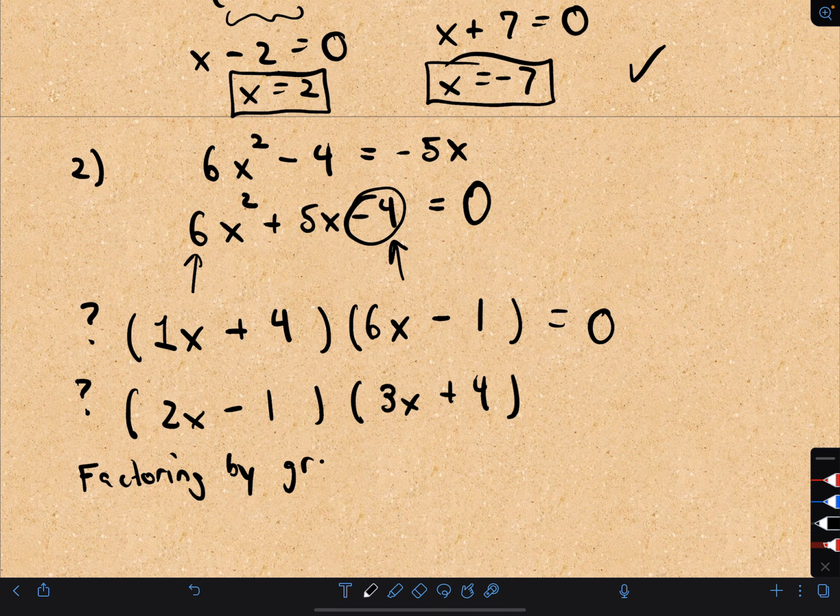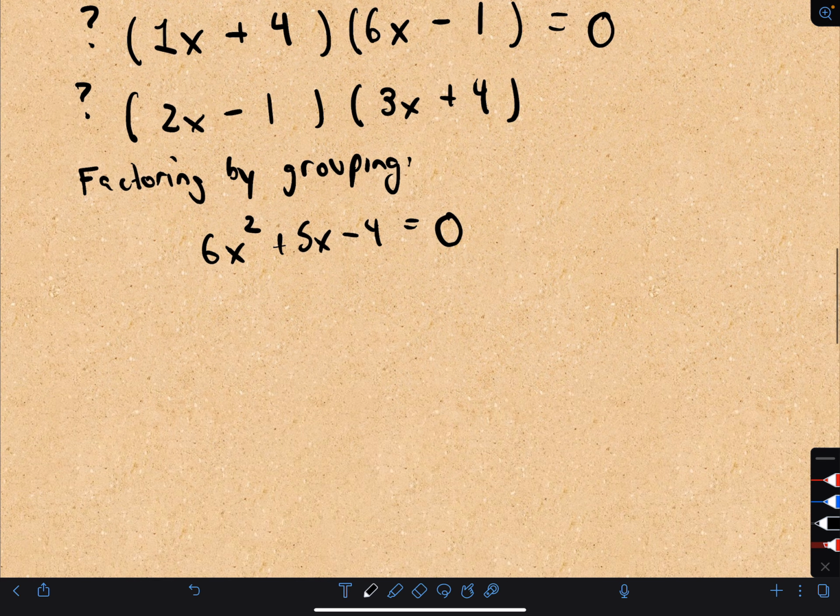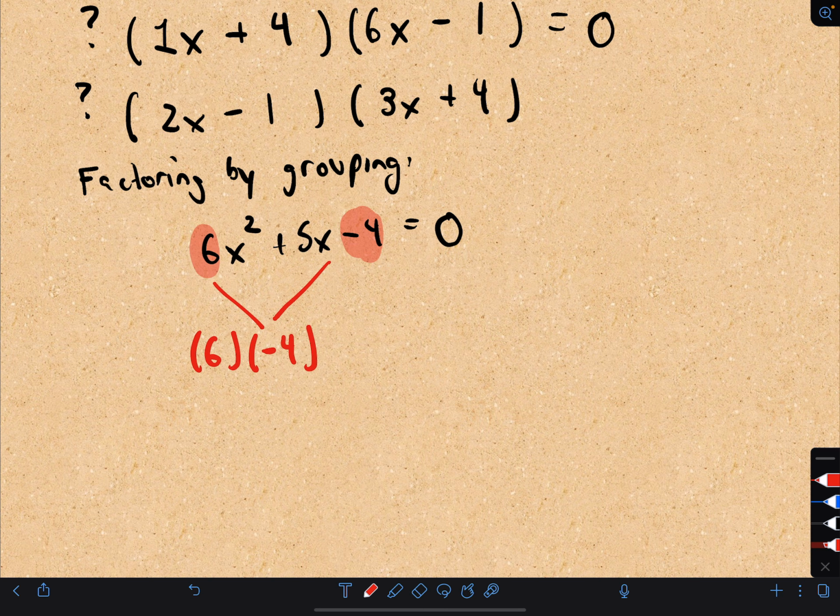This is another useful technique. Okay, let's copy this back down: 6x squared plus 5x minus 4 equals 0. It's going to be very similar to what we did in the first example. In this case, we take the coefficients on the x squared term and our constant, and we multiply those together. I'm going to take 6 and multiply that by -4. That's going to give me -24. This is where it's similar to what we did a second ago.